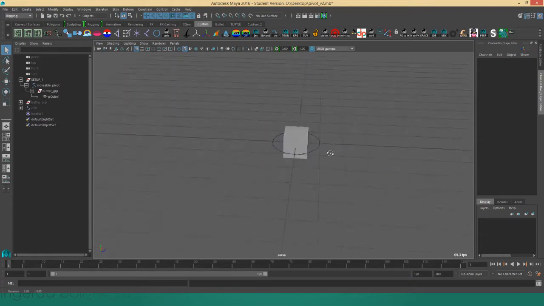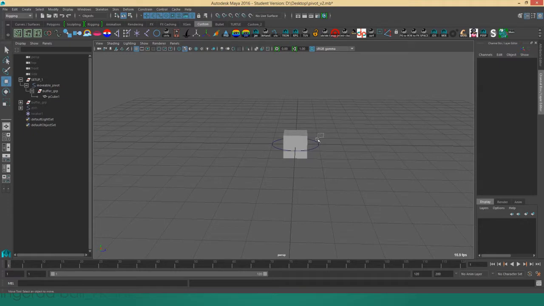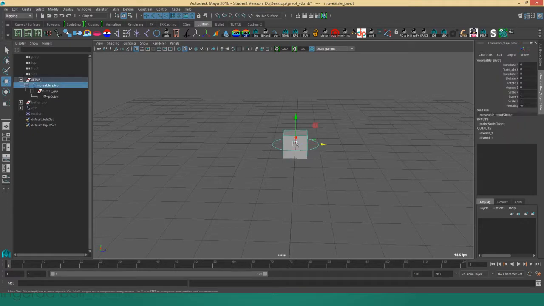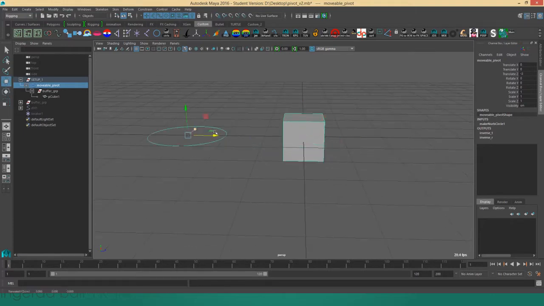Okay, so let's talk about movable pivots. A lot of you have probably already seen this type of setup. What I have is a control that I can translate around, and then when I rotate it, this cube will rotate around that pivot. And this can be pretty helpful if you want to, say, pivot a character's pelvis or their hand around a specific point.